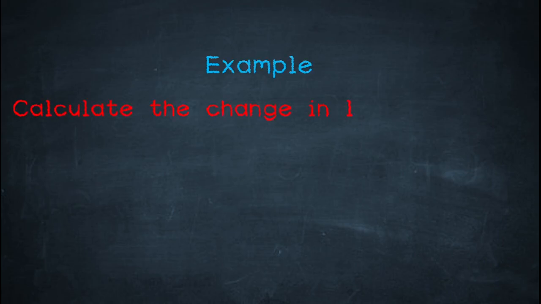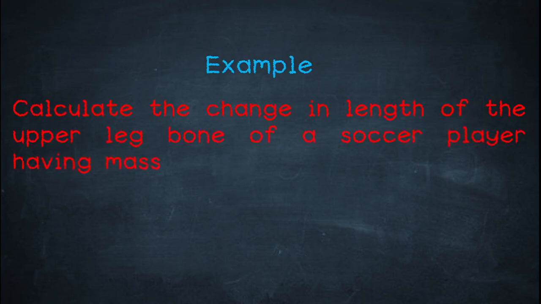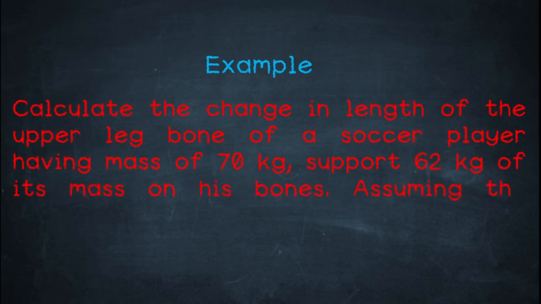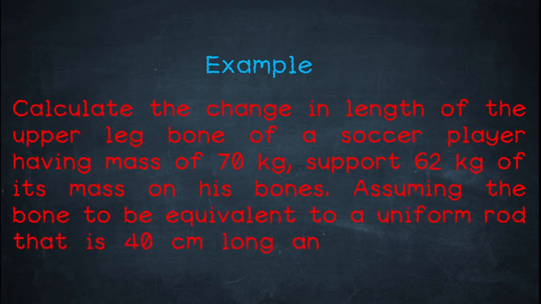Now we have to relate this assignment with the example mentioned in your book, example number 7.2, the statement of which is: calculate the change in length of the upper leg bone of a soccer player having a mass of 70 kg, supporting 62 kg of his mass on his bone, assuming the bone to be equivalent to a uniform rod that is 40 cm long and having a radius of 2 cm. Basically, the mass which is supported is 62 kg, the length of the bone is considered to be 40 cm and its radius is 2 cm.